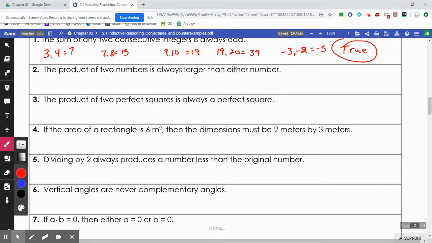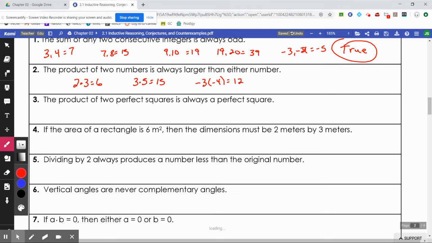Number 2, the product of two numbers is always larger than either number. So 2 and 3, if you multiply them, you get a product that's bigger. But is that always going to happen? When you multiply two numbers, will you always get a number that is bigger than either one of those numbers? Now, 15 is bigger than 3 and 5, but will that always be the case? What about negatives? Negative 3 times negative 4. Now that's a positive 12. That's bigger than either number, larger than both of the numbers.